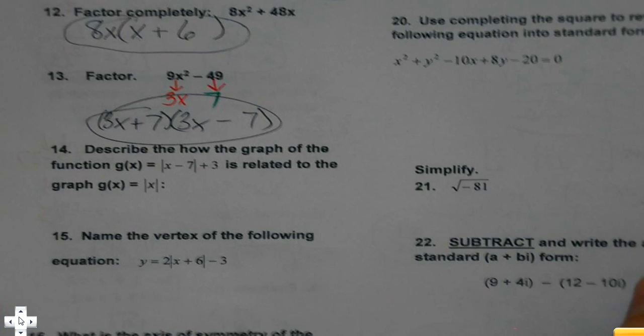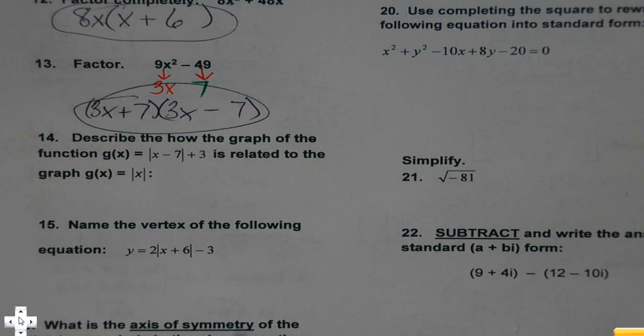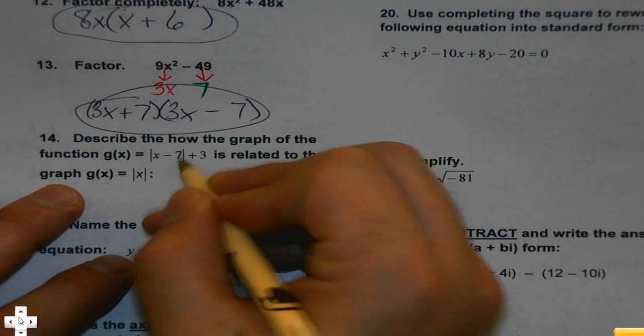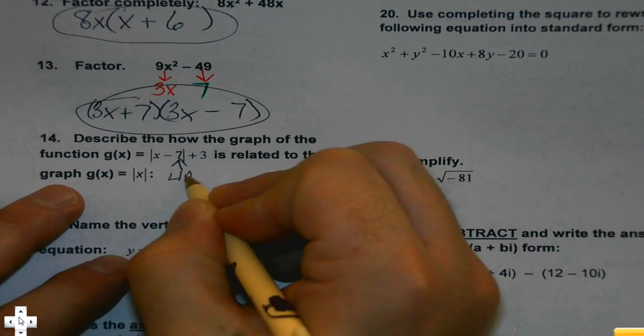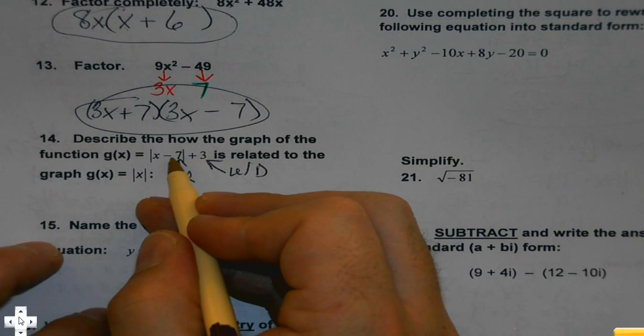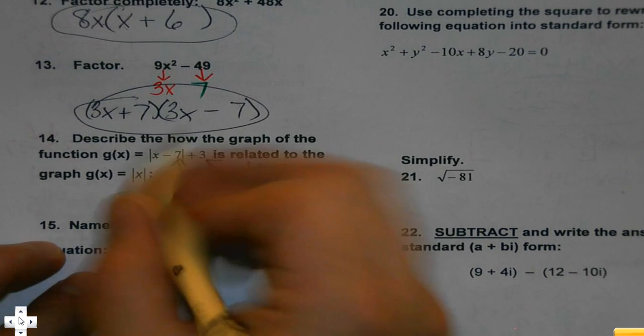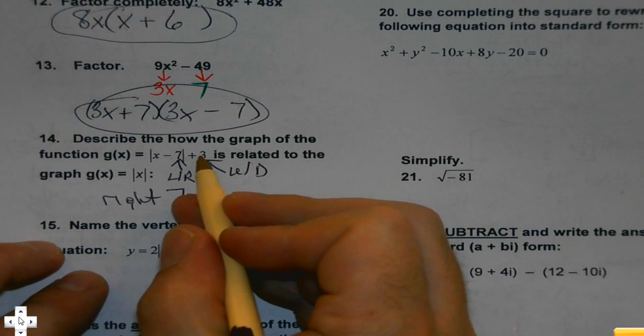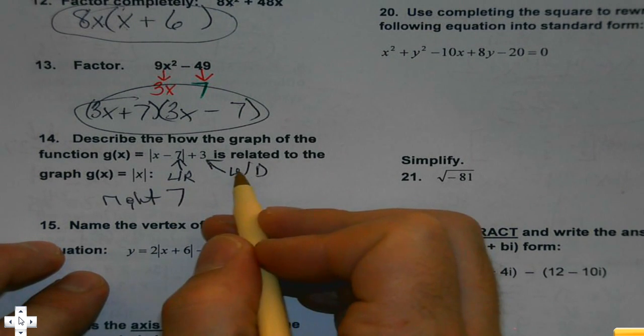Rolling, rolling, rolling. All right, describe how the graph of the function absolute value of x minus 7 plus 3 is related to the graph. In other words, what are the shifts? What does the negative 7 mean and what does the 3 mean? Well, this is my left and right. Out here, this is my up and down. But remember, on the inside, it's the opposite of what you'd think. So negative, you'd think left, but it's not. It's right 7. Okay, 3, you would think it's up, and it is.